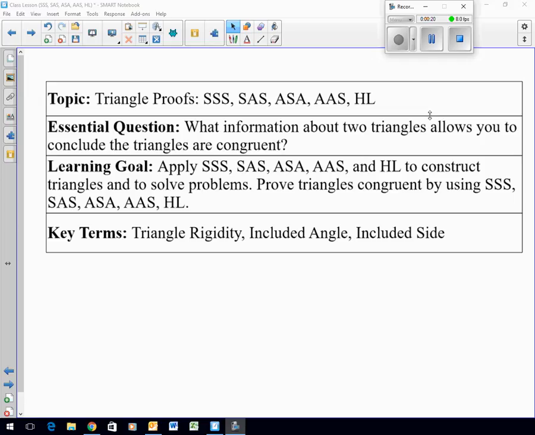Okay, our essential question: What information about 2 triangles allows us to conclude that the triangles are congruent? We'll be applying the theorems to construct triangles to solve problems, and we'll be proving triangle congruence using our theorems. Make sure you've got key terms down: triangle rigidity, included angle, included side.